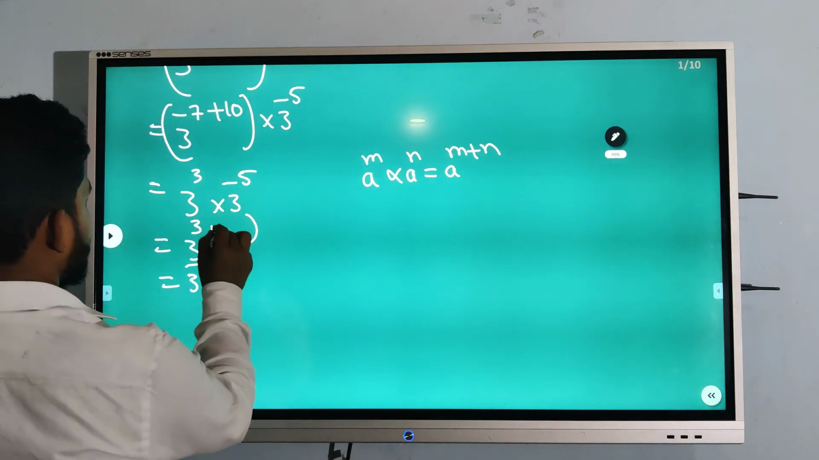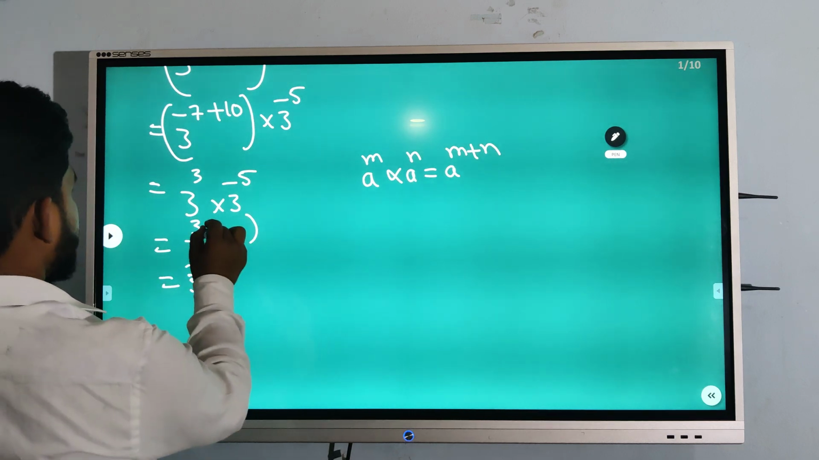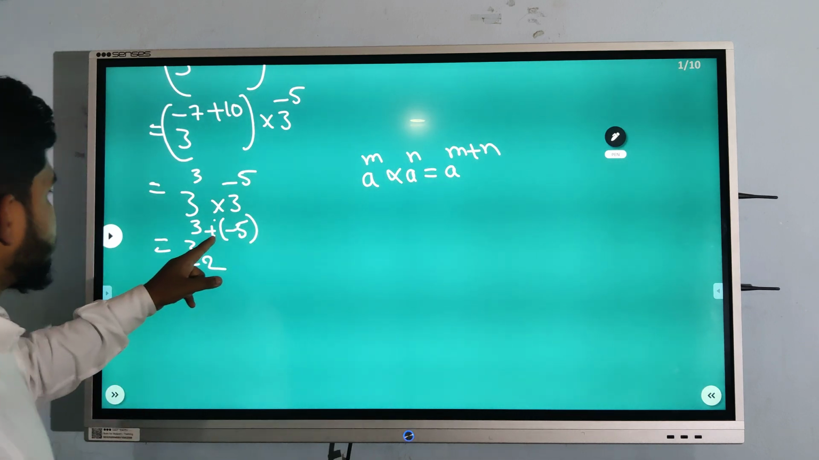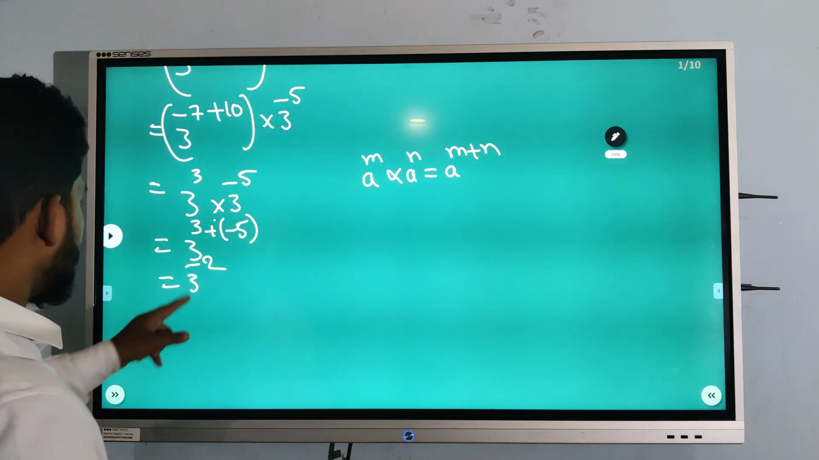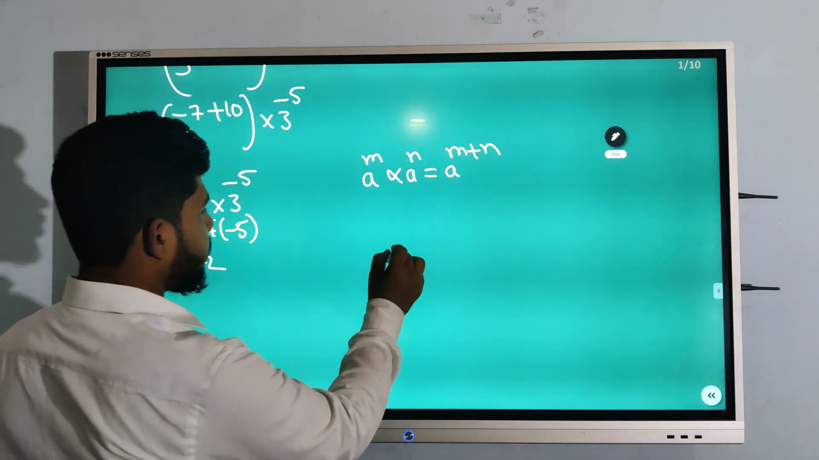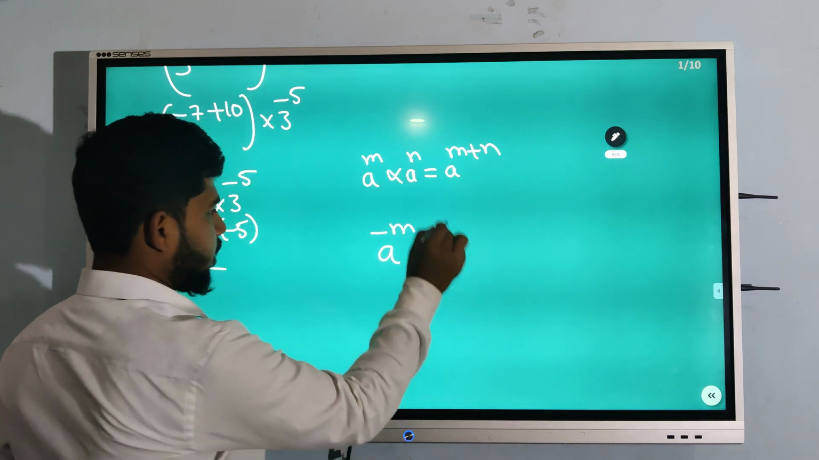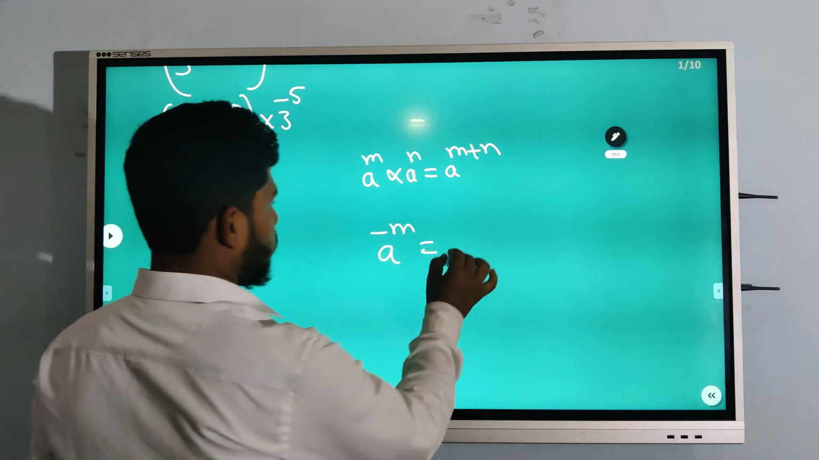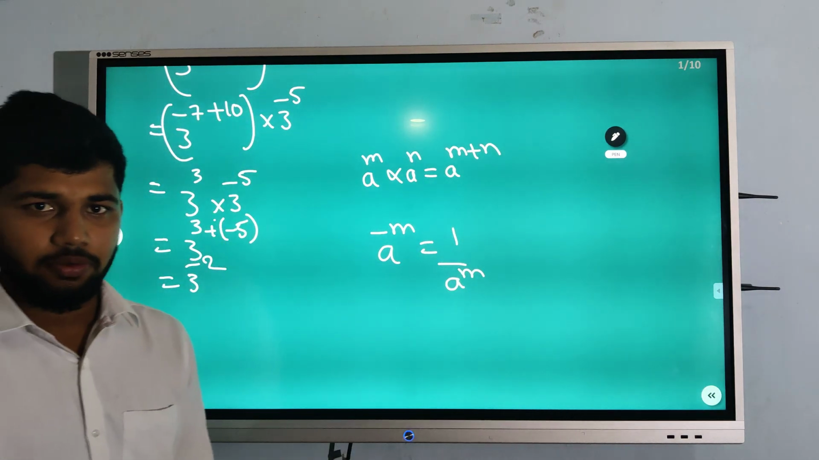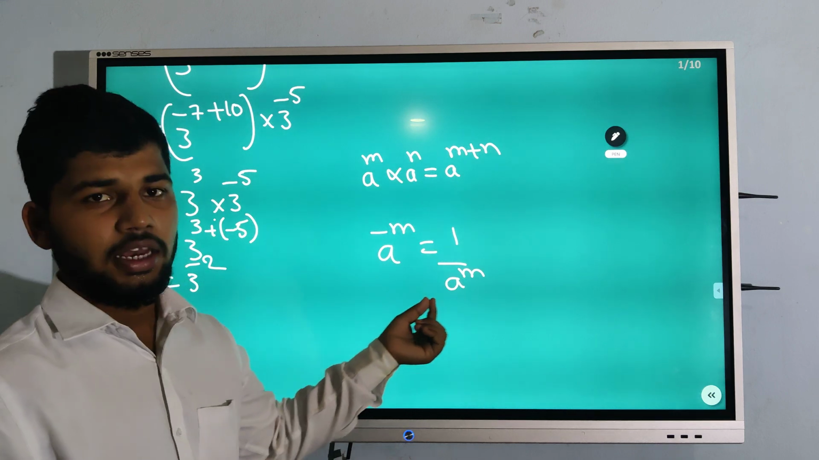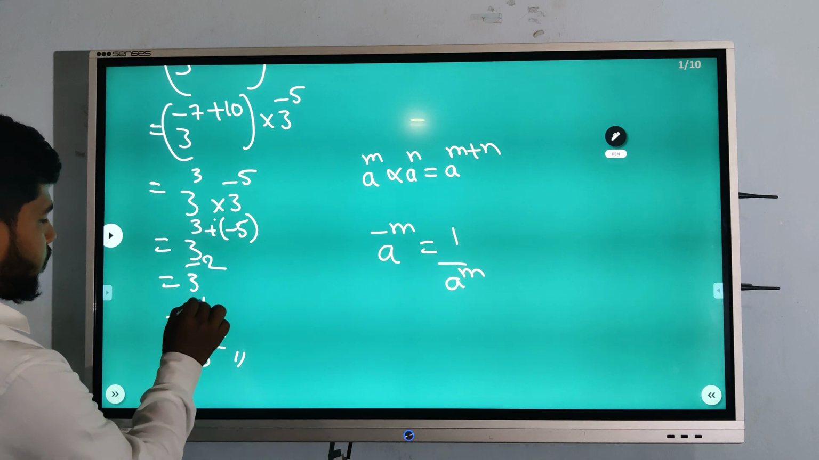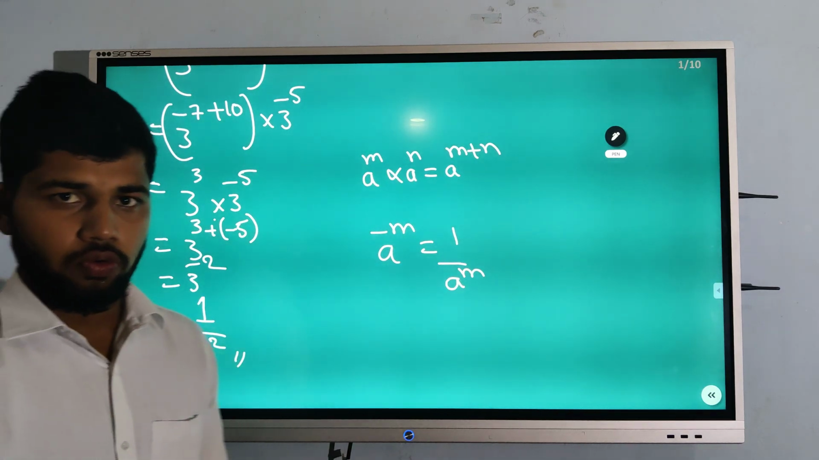So 3 power 3 plus minus 5 gives 3 power minus 2. Here also, by looking at this equation, you will understand that it is in the form of a raised to minus m, which is equal to 1 by a raised to m. It is also one of the laws of the exponent. Now we can write this as 1 by 3 raised to 2.